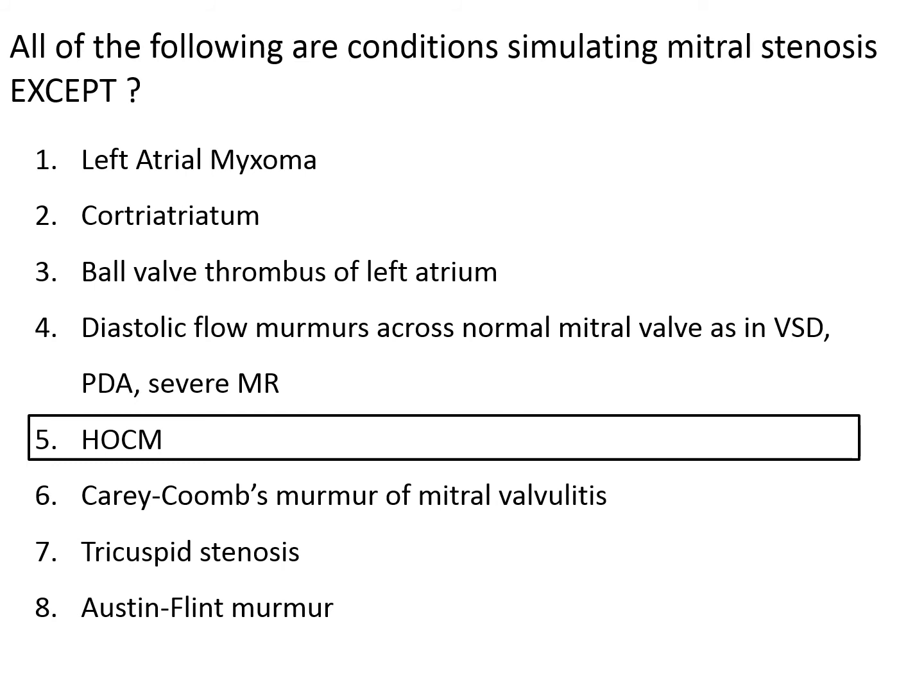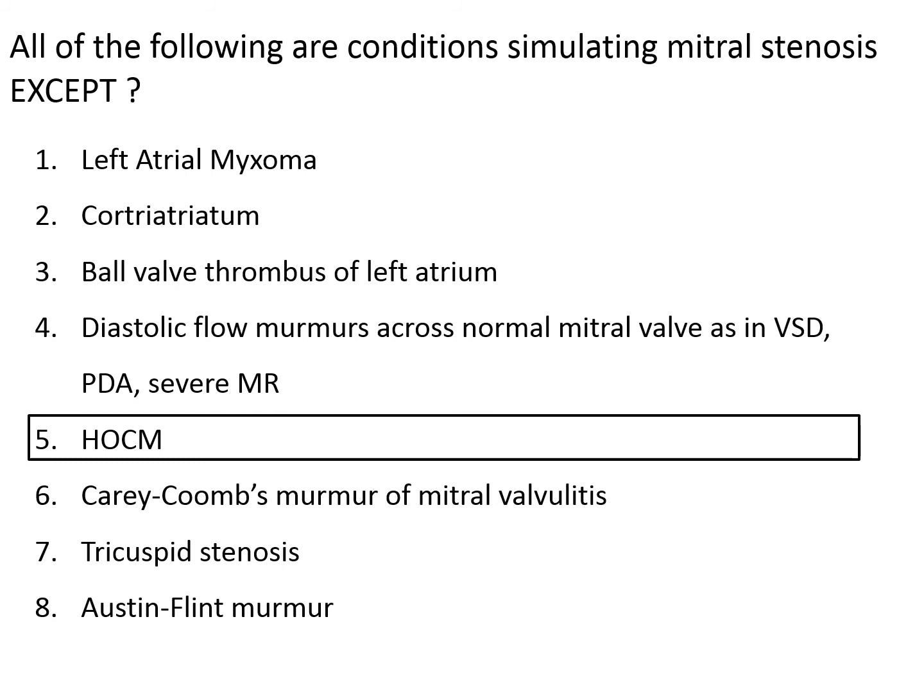Cor triatriatum is a rare congenital defect in which the left atrium is divided by a thin membrane, resulting in 3 atrial chambers, 1 on the right side and 2 on the left side, and hence the name cor triatriatum. The turbulent flow across the ostium of this membrane can cause a diastolic murmur.